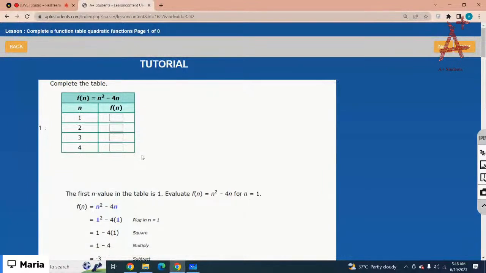Complete the table. You are given the function and you have different values of n. You have to complete the table. The function is f of n equals n square minus 4n. You have to calculate the function values of f of n when n equals 1, 2, 3, 4. Got it?